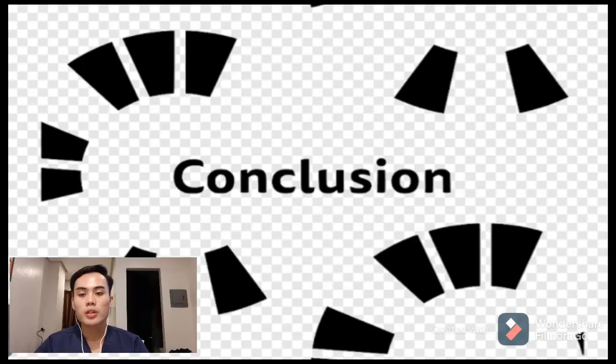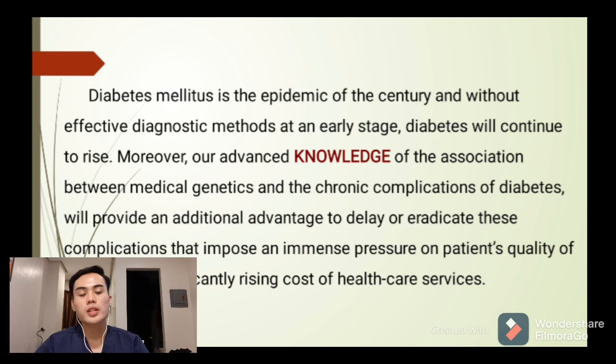So for the conclusion, diabetes mellitus is considered the epidemic of the century. And without effective diagnostic methods at an early stage, diabetes will continue to rise. Moreover, our advanced knowledge of the association between medical genetics and the chronic complications of diabetes will provide an additional advantage to delay or even eradicate these complications that impose an immense pressure on patients' quality of life and the significantly rising cost of healthcare services.